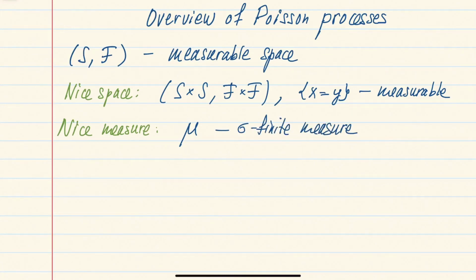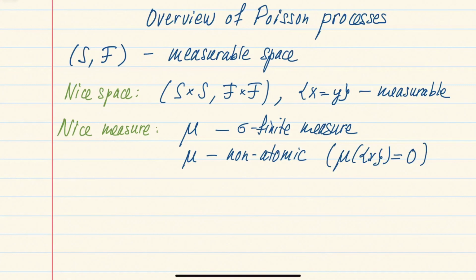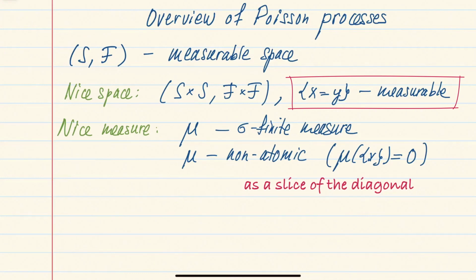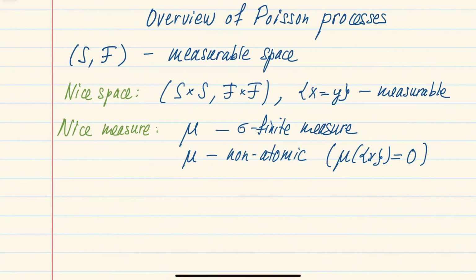Okay, and we will also assume that mu is non-atomic, which means that the measure of any singleton or any point is 0. By the assumption we made above that this is a nice space, every point is actually a measurable set in this space, so we assume that the measure of each point is 0. Now some results will hold for more general measures, but the most important results will be proved under these assumptions, so throughout we will assume that we have this nice space and nice measure.